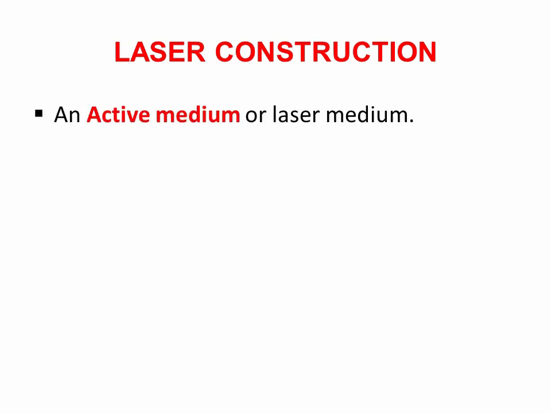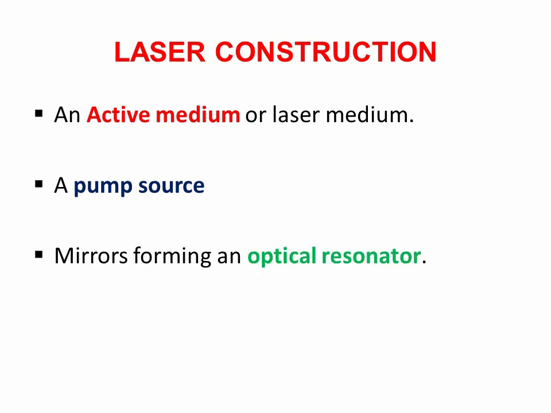Laser construction. To construct the laser setup, three things are required. The first is the active medium. The active medium is the one in which population inversion takes place. Next is the pumping source or pumping method, which is used to achieve population inversion. The third one is the optical resonator, which is used to increase the intensity of the light using multiple reflections.